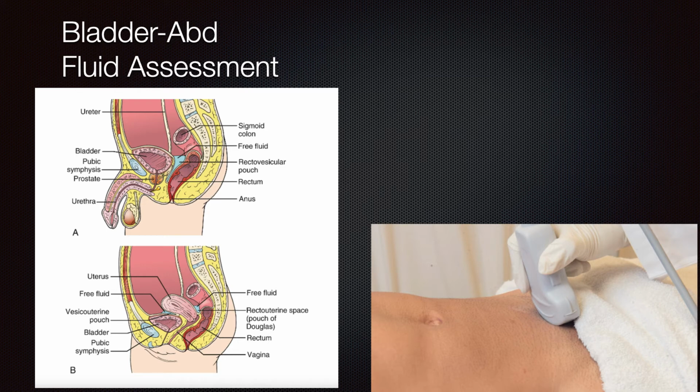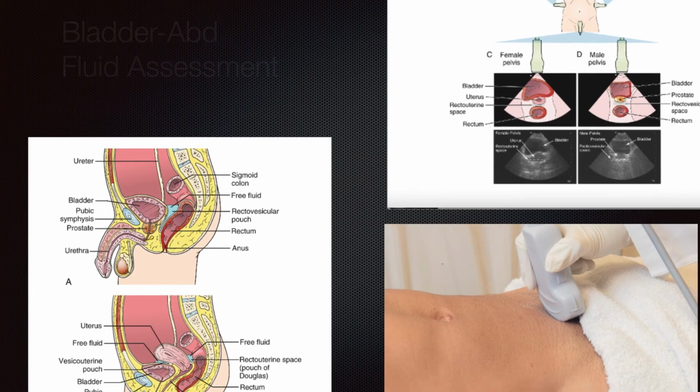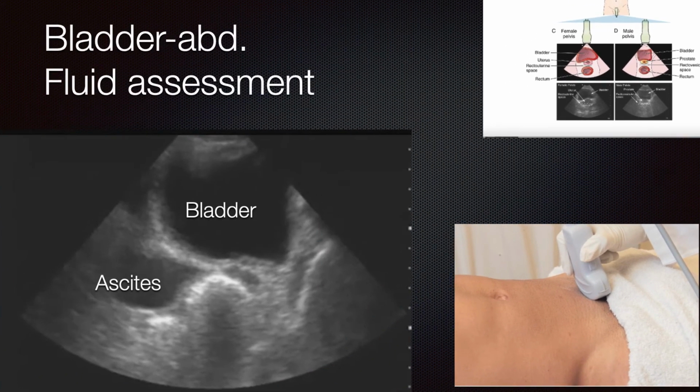Here's how you place the probe in a transverse positioning and then fan it down so you're looking down into the pelvis. And these are the views that you're looking at on the female and male pelvis respectively. And here's a closer view of a male with ascites just down on the right side, just below the bladder.